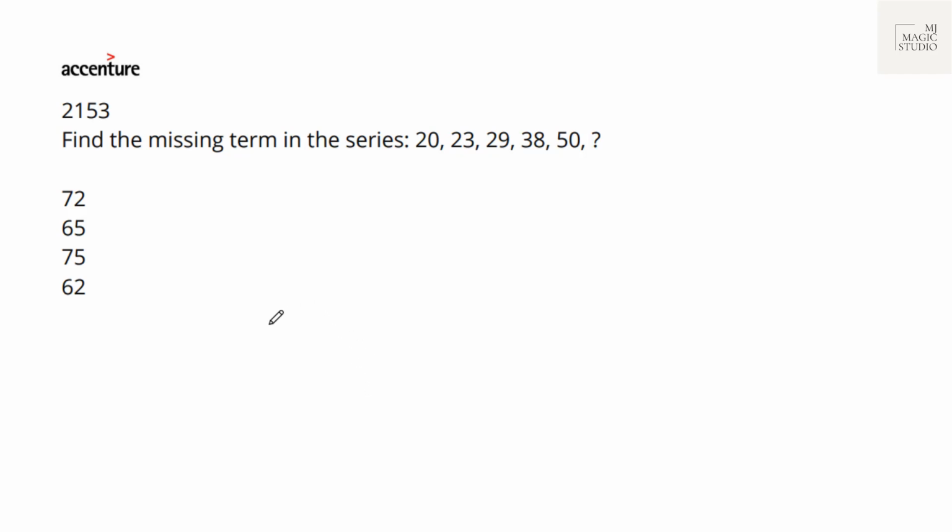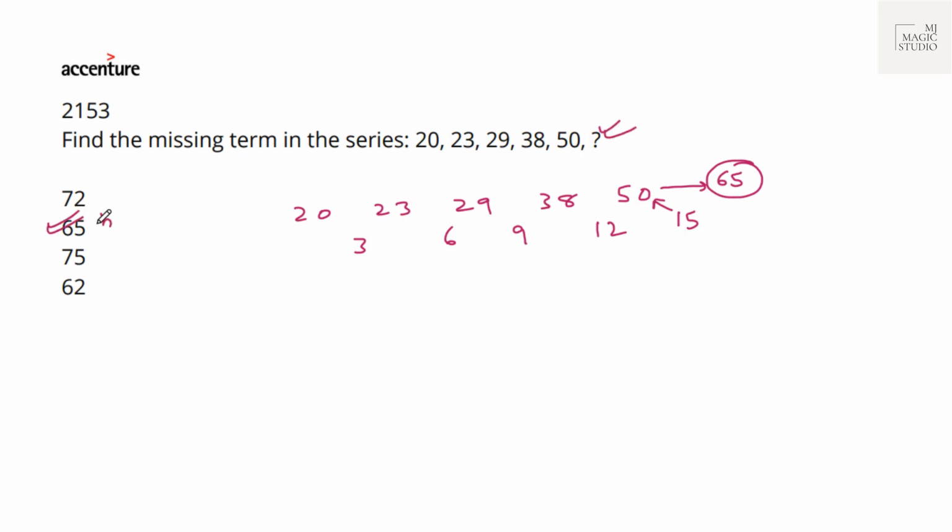Okay, now we have a few questions from number series: 20, 23, 29, 38, 50. I can see the difference is 3, here is 6, bingo, here is 9, then 3, 6, 9, here the difference is 12. That means the difference is in multiples of 3: 3, 6, 9, 12. The next difference should be 15. 15 plus 50 is 65. The next number in the series should be 65. That is option B.